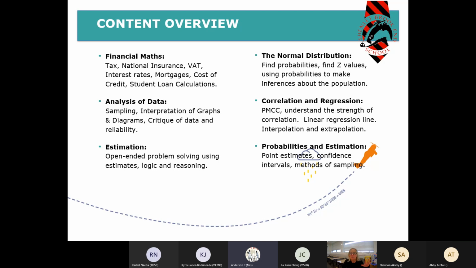We'll look at analysis of data, which you would have seen some of that before, obviously, sampling, interpretation of graphs and diagrams, but we go on to critique the data and look at the reliability of it. And then there's some financial maths in there, which will be really handy as you get older, obviously, and you go on to have a job and you can check whether you paid too much tax. So we look at taxation, national insurance, VAT, interest rates, in terms of credit as well, mortgages, how your student loan calculations are worked out if you go on to university. So it's just to give you a better understanding about maths in the real world, I guess, is the idea of the course.